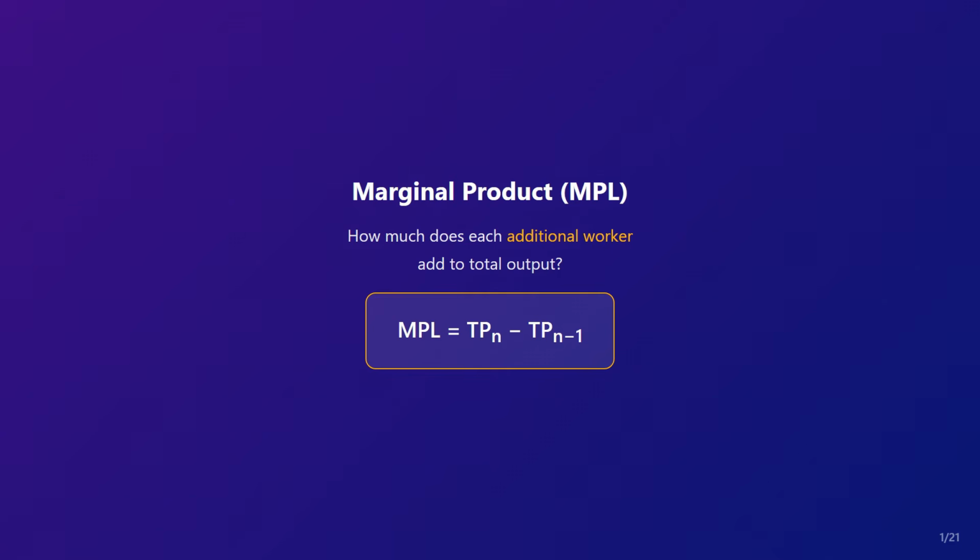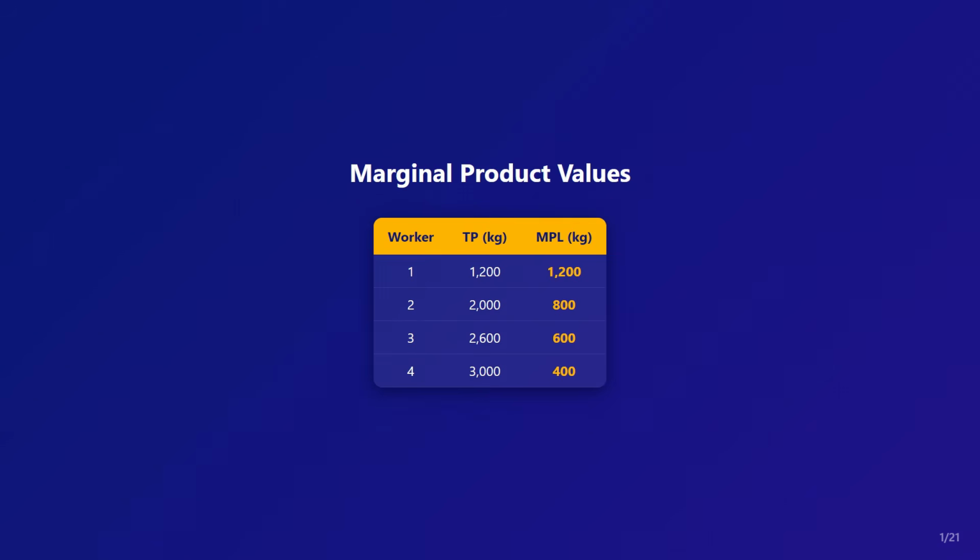1 worker, total output 1,200 kilograms. 2 workers, total output 2,000 kilograms. 3 workers, total output 2,600 kilograms. 4 workers, total output 3,000 kilograms. 5 workers, total output 3,200 kilograms.